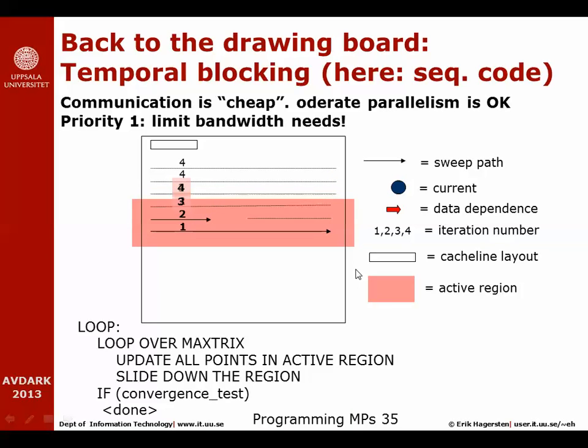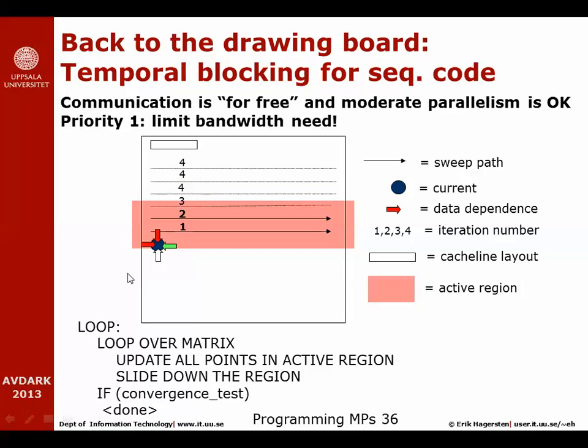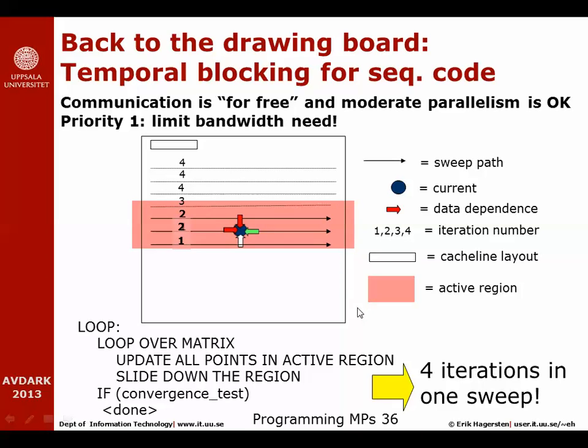So what we're going to do is to slide the active region down, and we're going to apply the same algorithm again. Update all the points in the active region. So we're going to keep working ourselves up like this again. Until we reach the top line, we updated all those elements, then we're going to slide the region down again. So by doing this kind of algorithm, we create locality, we create data locality.